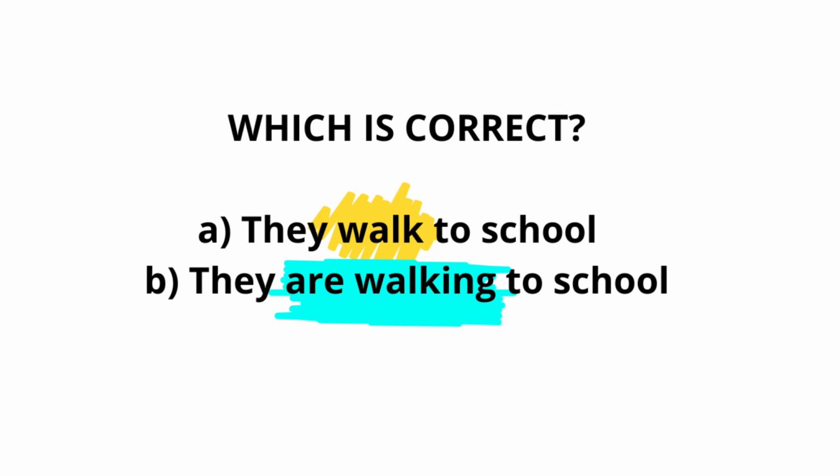Okay, now for this picture, which sentence is the right one to describe what's happening right now? Is it A or B? The correct answer is B. They are walking to school. Sentence A would be more about a general habit, not what's happening in the specific moment.